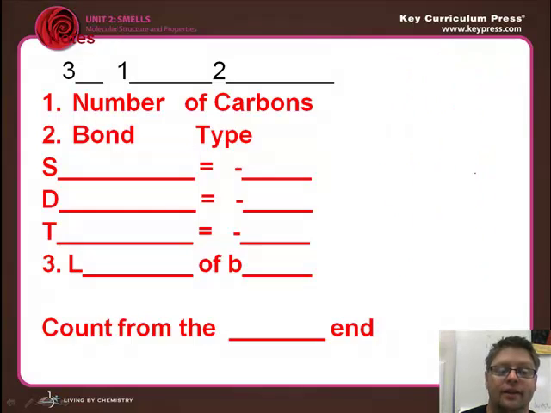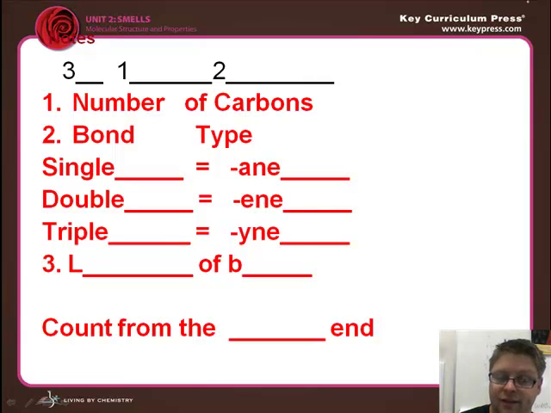Then the next thing you look at is the bond type. What type of bonds are located in this hydrocarbon? Now remember, a hydrocarbon is only made of hydrogens and carbons. So if they all have single bonds, it ends in ane. Double bonds, it ends in ene. Triple bonds, it ends in yne.